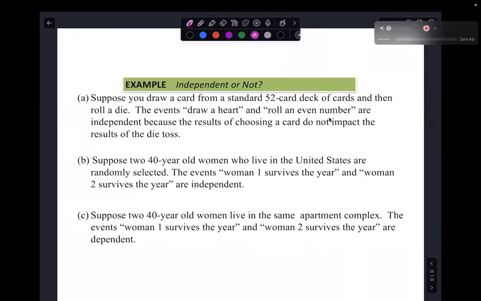So letter A, suppose you draw a card from a 52 card deck and then roll a die. These events, draw a heart and roll an even number, they're independent. The results of choosing a card don't impact the results of the dice throw. Unless you put the card on the table and you throw the dice and it hits it or something, but in general, they do not affect each other. Although this one is the A and or B and C are kind of interesting.